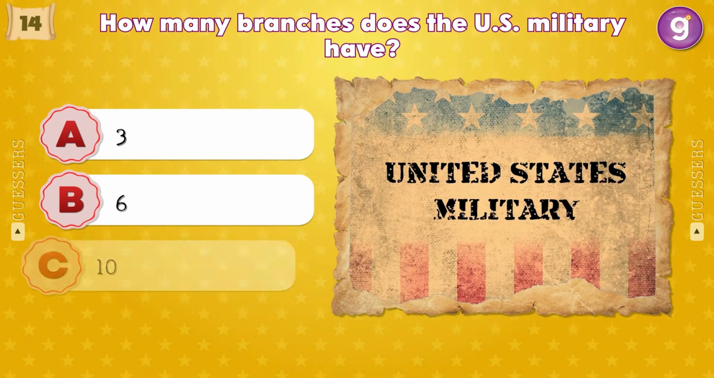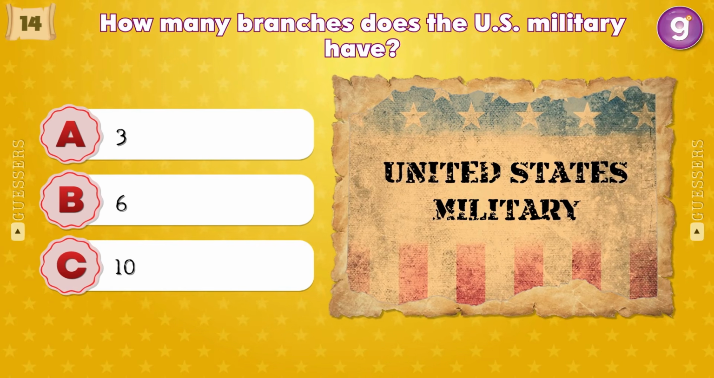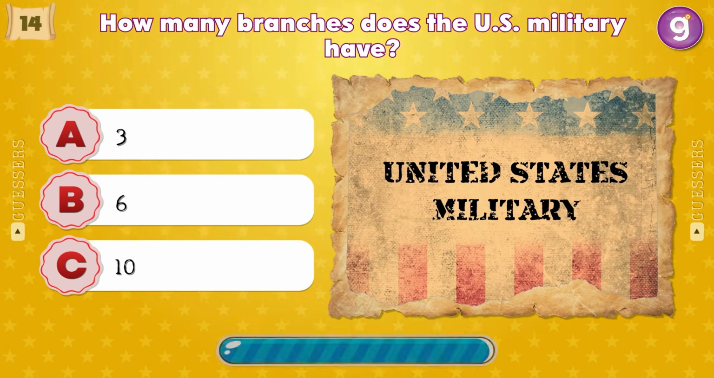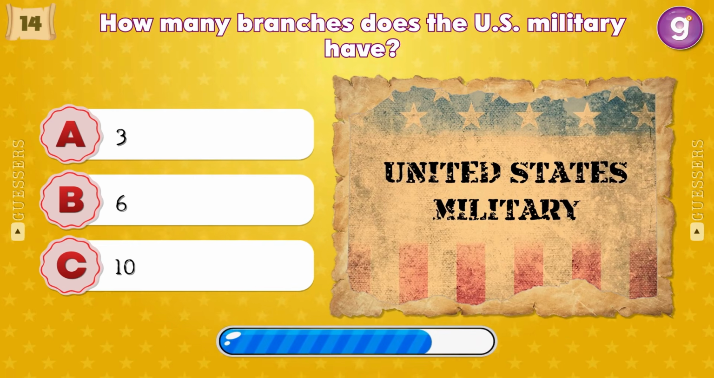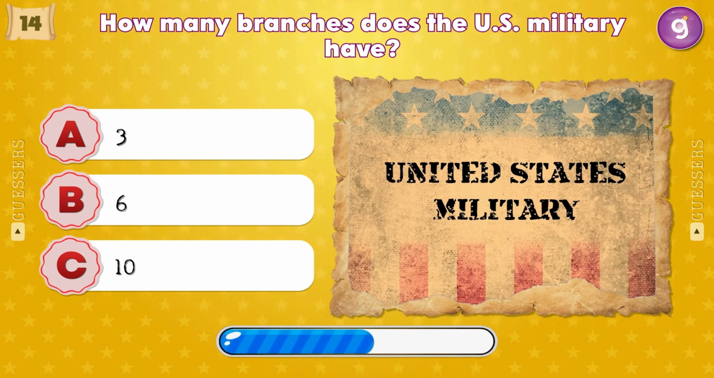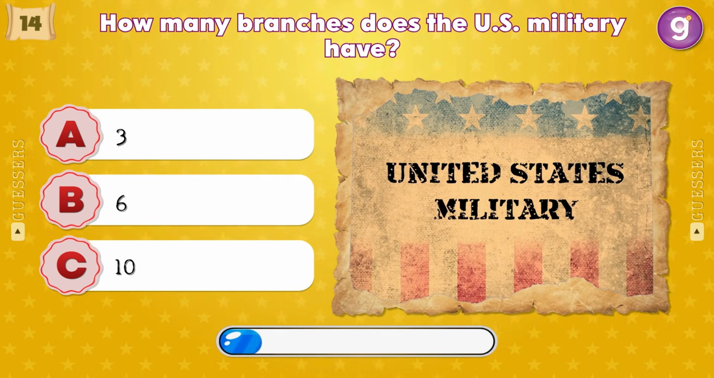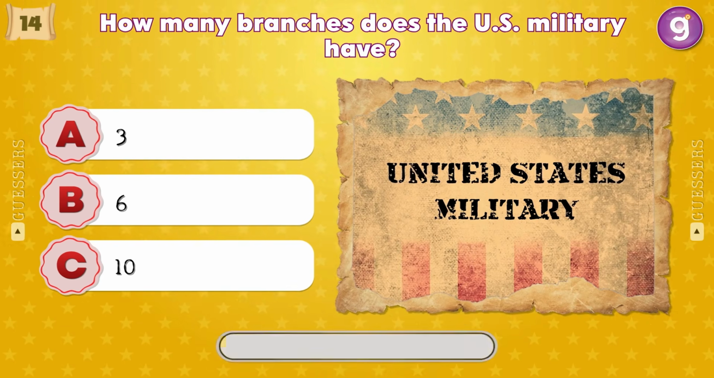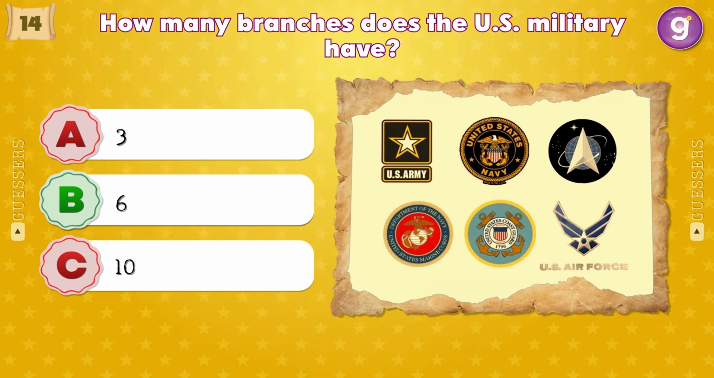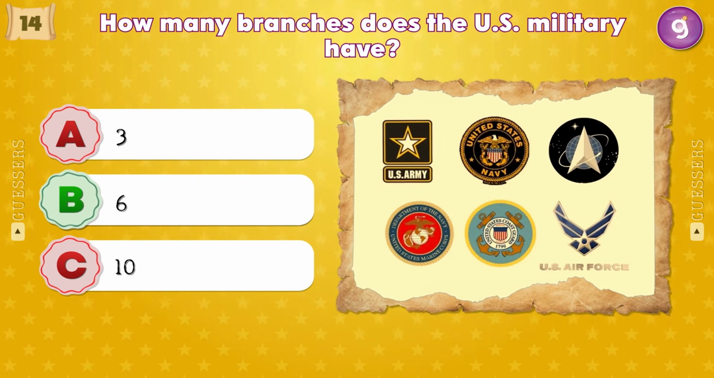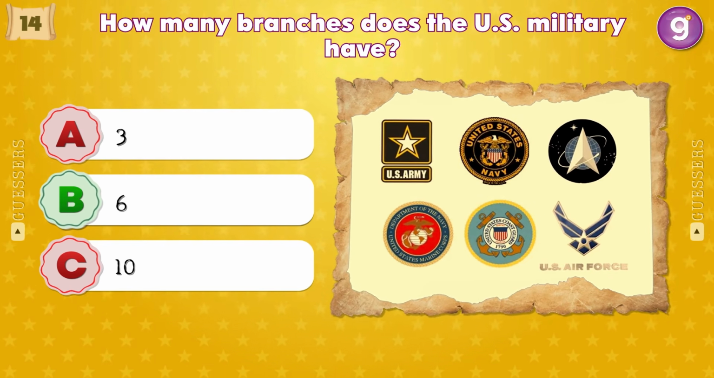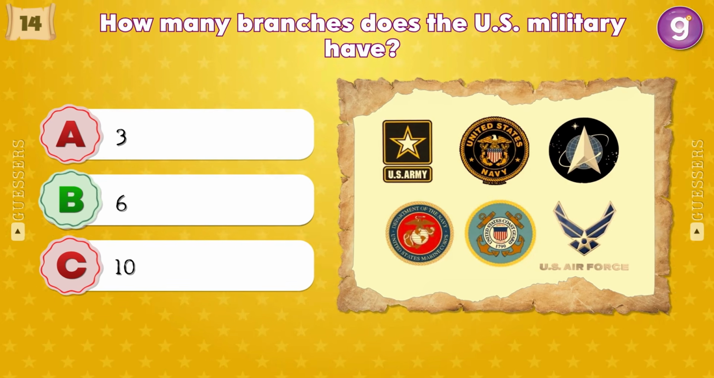How many branches does the U.S. military have? 3, 6, or 10? The U.S. military has 6 branches: the Army, Marine Corps, Navy, Air Force, Space Force, and Coast Guard.